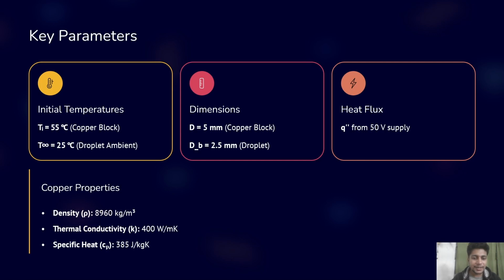Talking about geometry, the geometry is very straightforward. The copper surface has a diameter of 5 millimeters. The droplet footprint is 2.5 millimeters. The droplet only cools the exact region where it physically touches the surface. Everything outside the small circular area continues to receive heat from the electrical heater. So we have two competing thermal effects on the same surface.